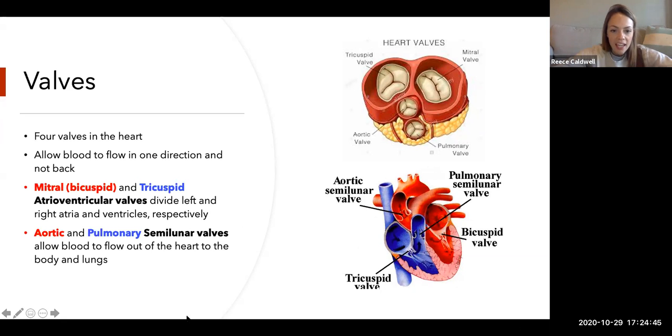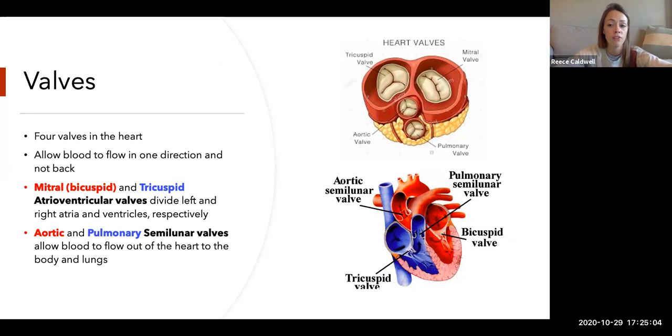And when we look at those 2 valves, each valve has 2 more specific divisions. So the 2 atrioventricular valves, we have the tricuspid valve and the bicuspid valve, but you'll very rarely hear it called the bicuspid. It's most likely going to be called the mitral valve.